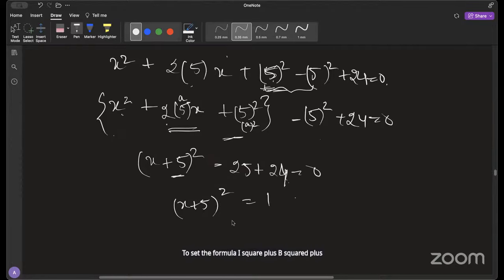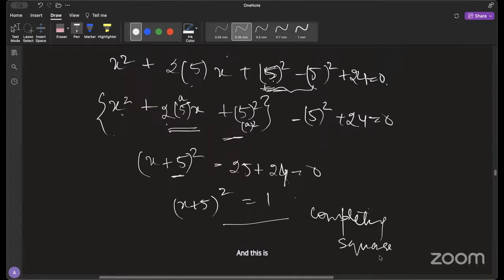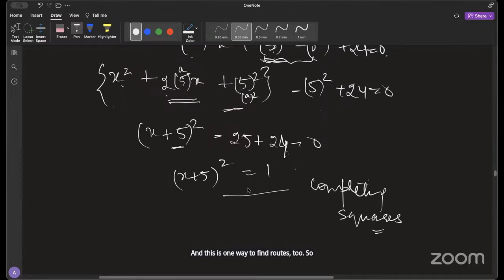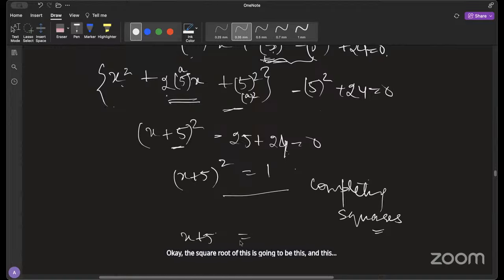Now you just take the square root. So this is how the completing the squares process works. And this is one way to find roots too. If you have this equation, then your roots are going to be x plus 5, and then you take the square root on both sides. This is going to be x. The square root of this is going to be this, and this thing is actually equal to plus minus a.